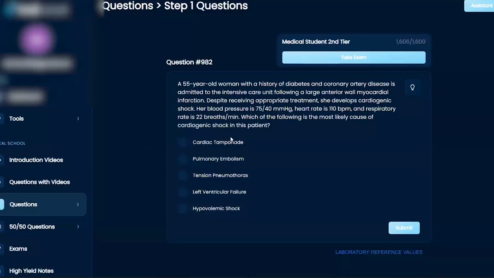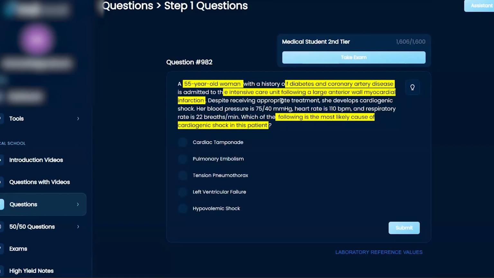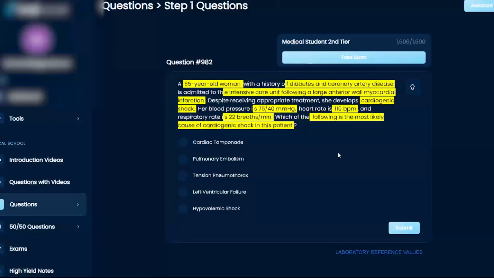This next one: which of the following is the most likely cause of cardiogenic shock in this patient? A 55-year-old woman with a history of diabetes and coronary artery disease is admitted to the intensive care unit following a large anterior wall myocardial infarction. Despite receiving appropriate treatment, she develops cardiogenic shock. Her blood pressure is 75 over 40, heart rate is 110, and respiratory rate is 22 breaths per minute.